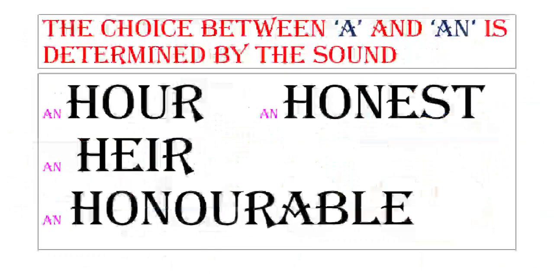Now, the choice between a and an is determined by the sound of the word. Like hour, honest. We don't say a honest or a hour, a honorable. No, that is wrong. The pronunciation is our, honest, honorable. So we use an with these because they have the sound of a vowel.